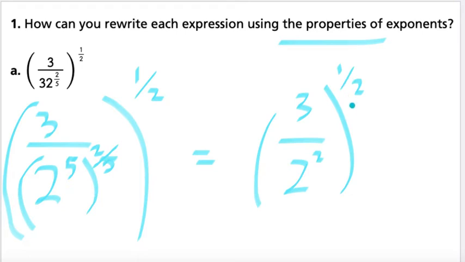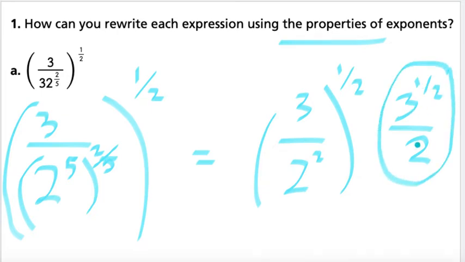Well, 1/2 means square root. So can I take the square root of 3? Nope. Can I take the square root of 4? Yep, the square root of 4 is 2. So my final answer is 3 to the 1/2 over 2. Or I shouldn't write it with exponents, I should write it as a square root. Square root of 3 all over 2. Here's the final answer.